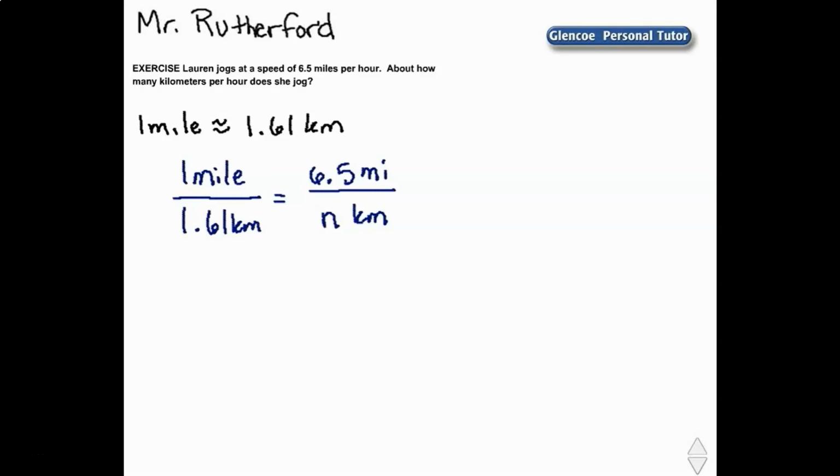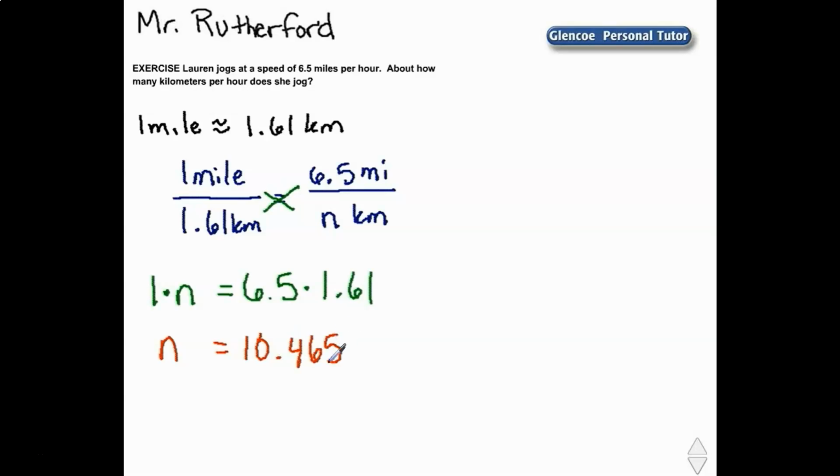So we need to solve this proportion by cross-multiplying. So we have 1 times n, which is equal to 6.5 times 1.61. 1 times n is equal to n, and 6.5 times 1.61 is equal to 10.465.